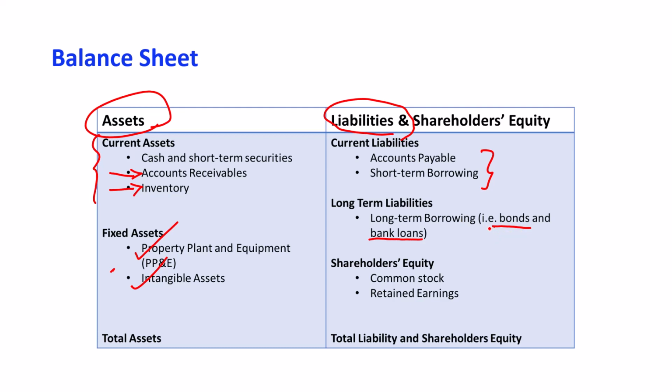Finally, the last item on the right-hand side of the balance sheet is the shareholders' equity. And it is basically the difference between the assets of the firm and the liabilities, which leads to the balance sheet's identity. Keep in mind, the balance sheet should always balance, meaning that the assets should always equal the liabilities and shareholder equity. The two sides should always balance.